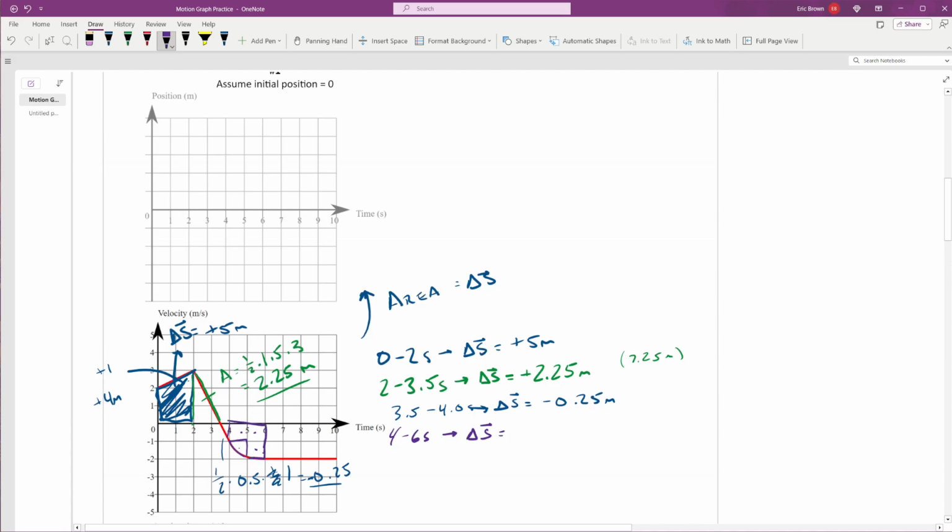You could be fancy and do like a triangle or a square minus this triangle if you really want. I think you'd still get about 3.5. I got an area of 3.5, and it's under the curve. It's down here, so I really have a negative 3.5. Let's call it 3.5 meters.